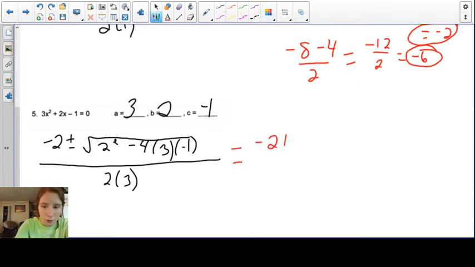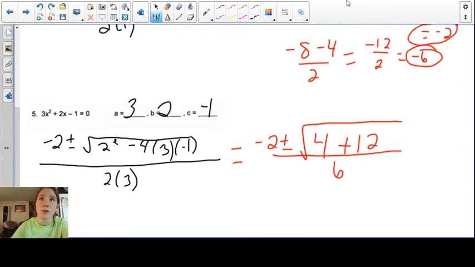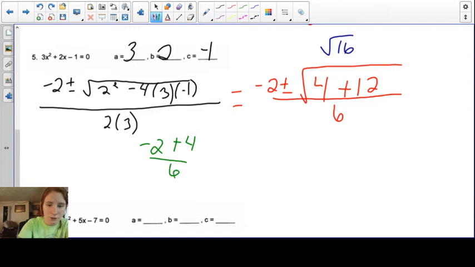And negative 2 is not going to change. So I have negative 2 plus or minus the square root of 4. Negative 4 times 3 times negative 1, which is positive 12, so plus 12 all over 6. 4 plus 12 is going to give me the square root of 16. Square root of 16 is 4. So I have negative 2 plus 4 over 6. And I have negative 2 minus 4 over 6.